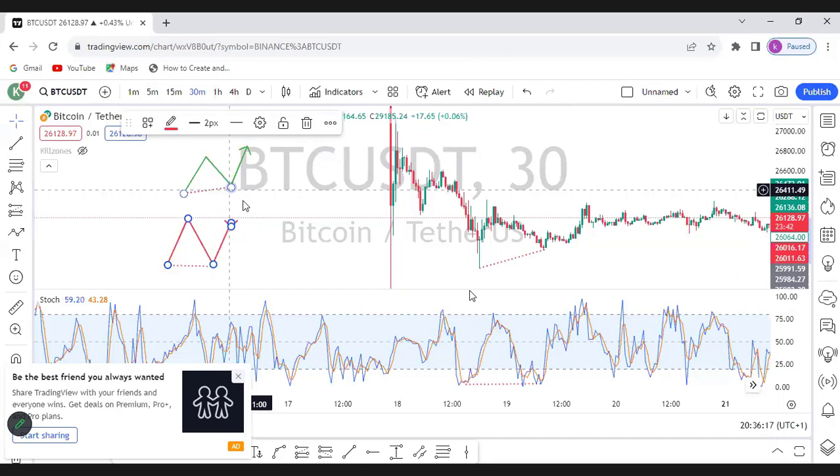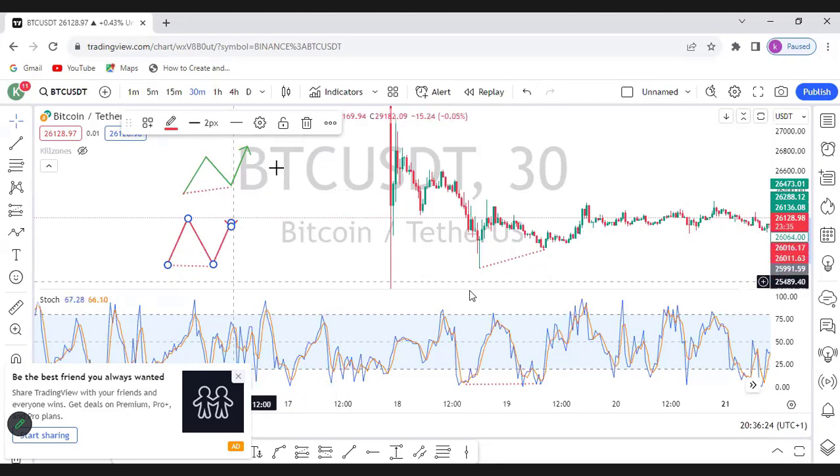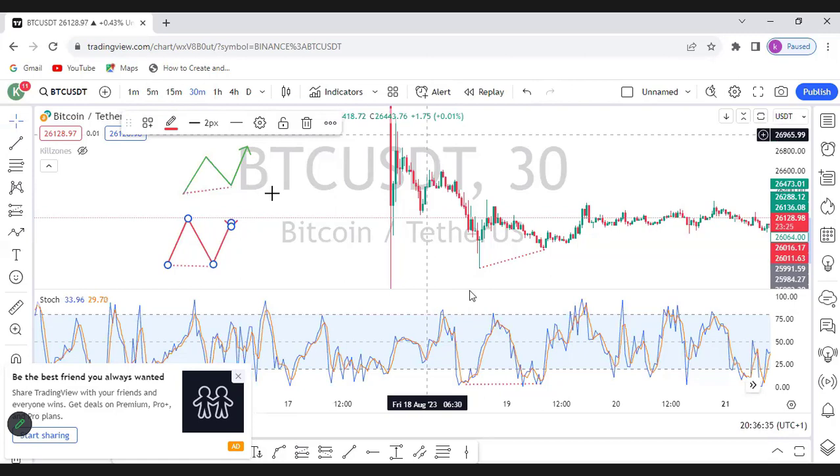Now, when this happens at the support region, it's a bullish divergence, right? We have the ones that happen at the resistance region, and that will be a bearish divergence, right? So you don't think that this only happens at one place.